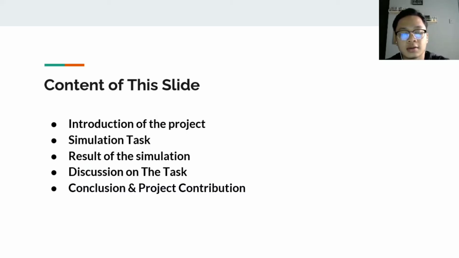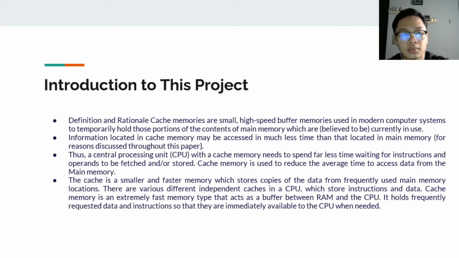The content of this slide: introduction of the project, simulation task, result of the simulation, discussion on the task, conclusion and project contribution. Introduction to this project: definition and rationale. Cache memories are small, high-speed buffer memories used in modern computer systems to temporarily hold those portions of the contents of main memory which are believed to be currently in use.